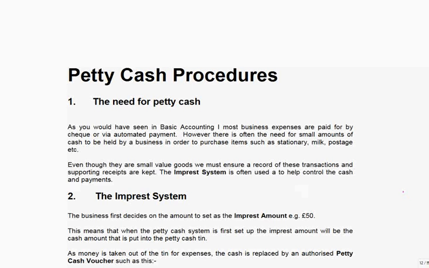Now, how much that imprest amount is will depend on the business, but it doesn't tend to be a large sum just because of the added security risk of holding hundreds or even thousands of pounds in cash on the premises unnecessarily. Remember, this cash is going to be there all the time, if you like. It's not going to be something where we're constantly banking it if we had, for example, lots and lots of cash for sales.